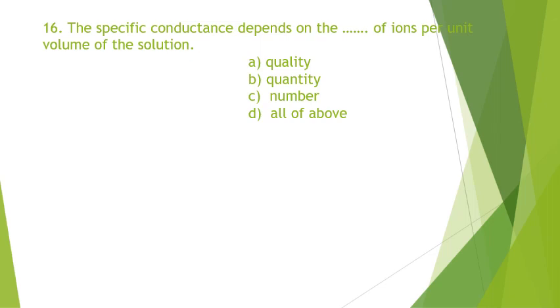MCQ number 16. The specific conductance depends on the dash of ions per unit volume of the solution. Option A, quality, option B, quantity, option C, number, option D, all of the above. And our correct answer is option C, number. The specific conductance depends on the number of ions per unit volume of the solution.